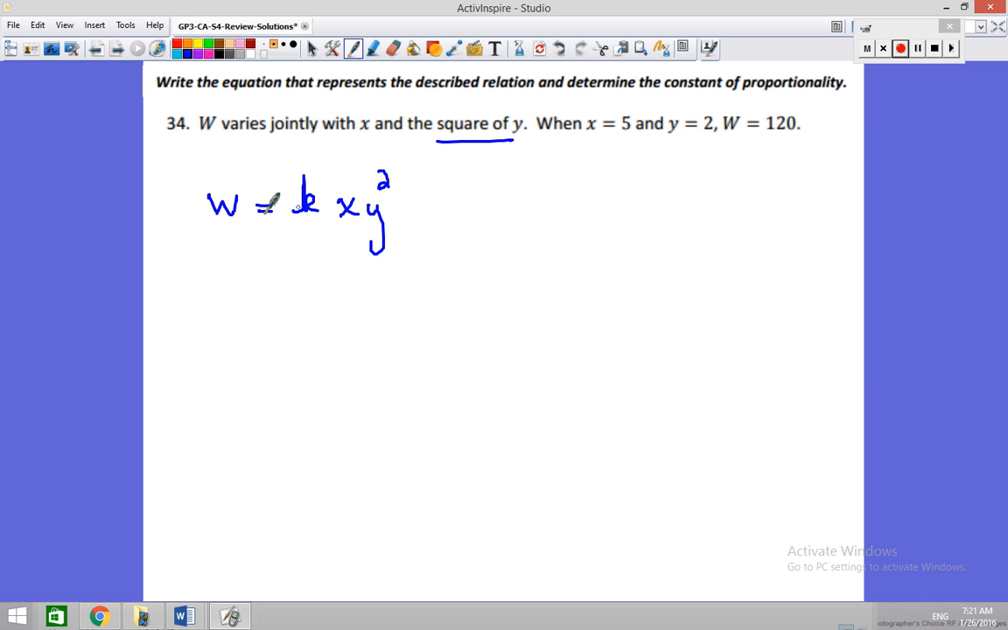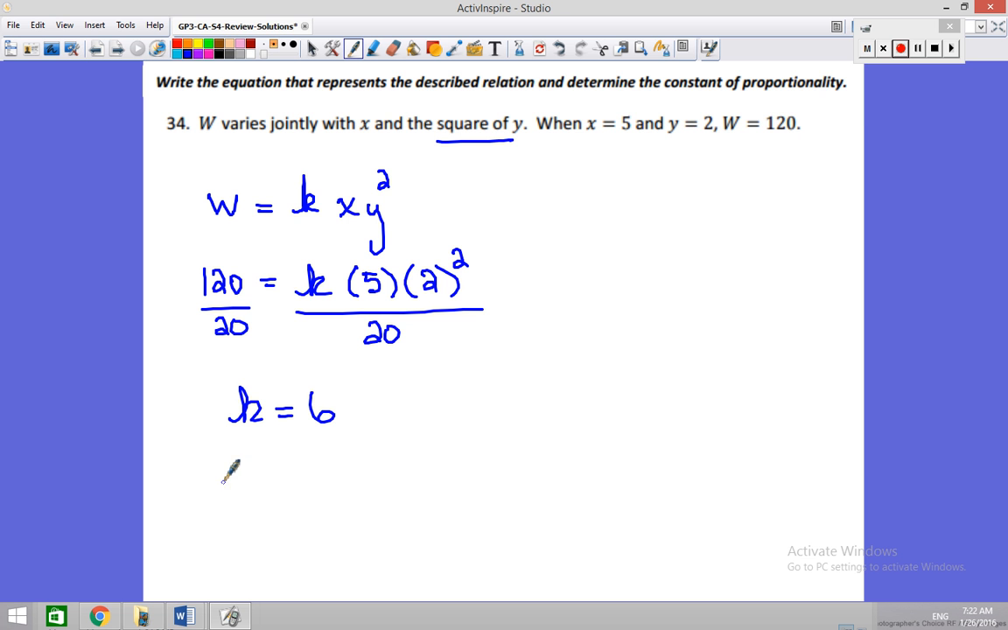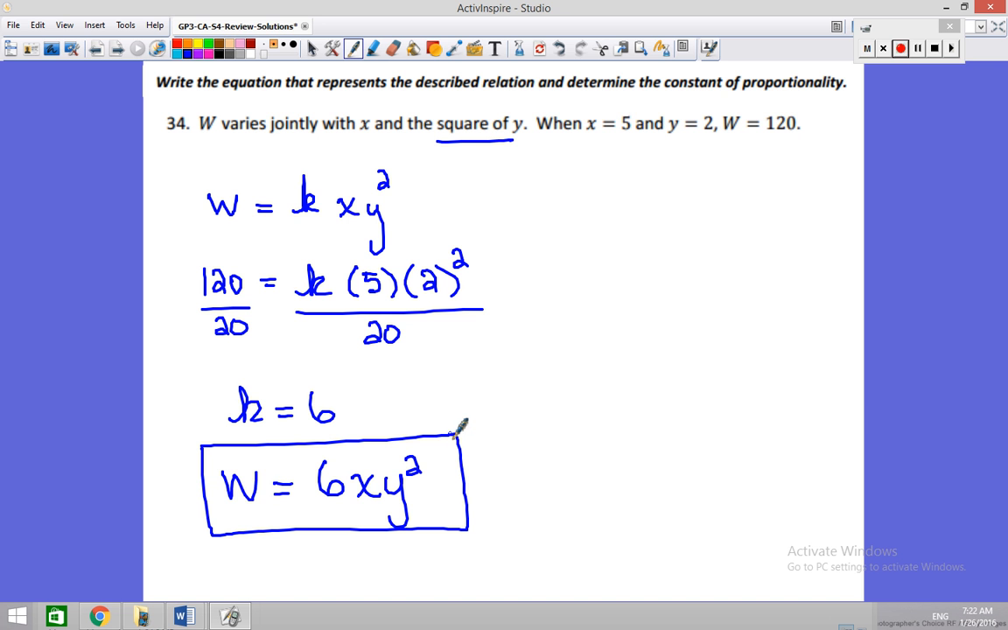Now the next information allows me through substitution to determine what this constant is. W is equal to 120. X is equal to 5. Y is equal to 2. 5 times 2 squared is 5 times 4, that's 20. So if we divide both sides by 20, we see that k is equal to 6. So our model then is w is equal to 6 times x times y squared. And we could use this if they then said find w when x is 3 and y is 5. It's just a substitution. Or it could give us any two of the three variables and ask us to solve for the other.